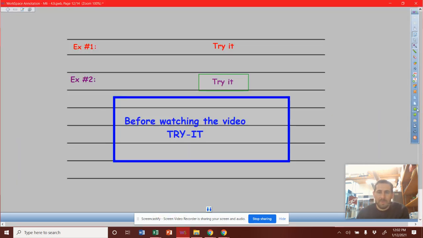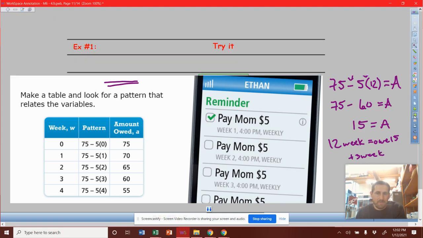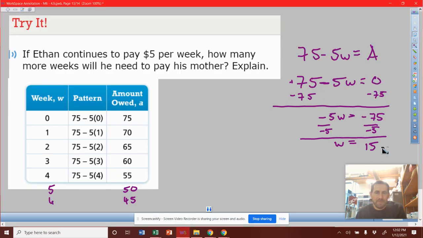Or you can use what we did in the last problem. At 12 weeks, he still owed his mom $15. So if he's paying $5 every week, how many more weeks does it take to pay $15? Well, it'd be adding 3 more weeks, right? So 12 plus those 3 more weeks is what we found in this problem. It's 15 weeks, okay?